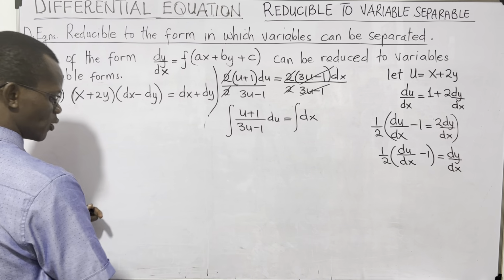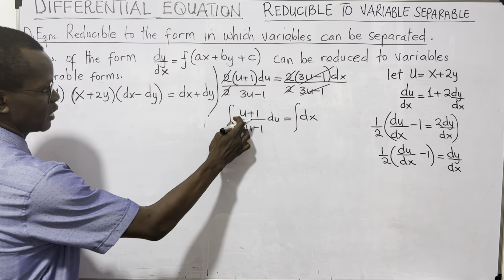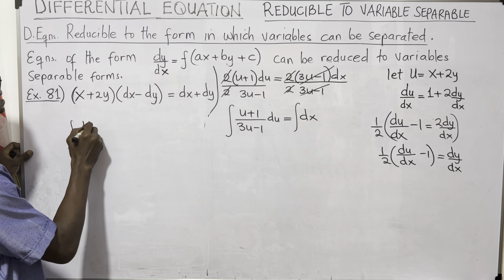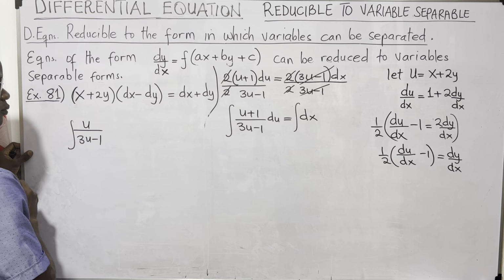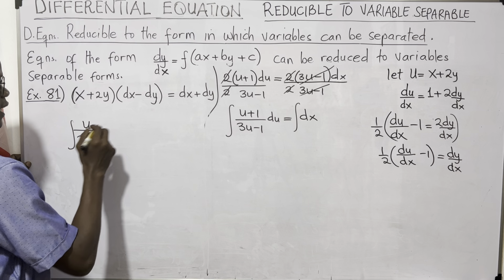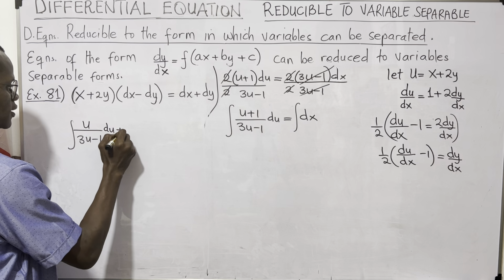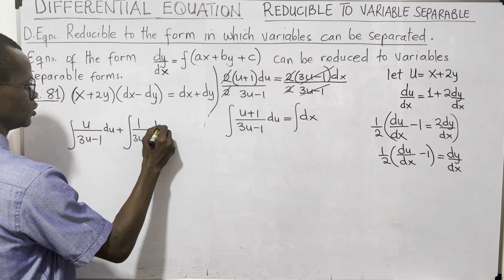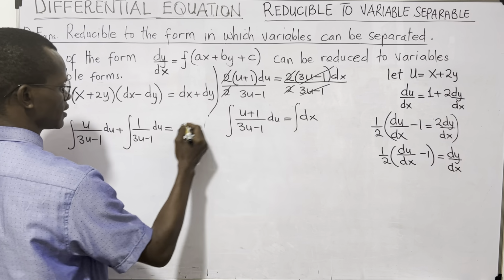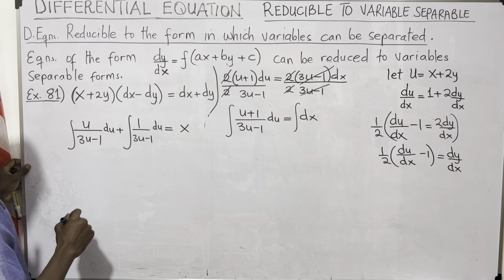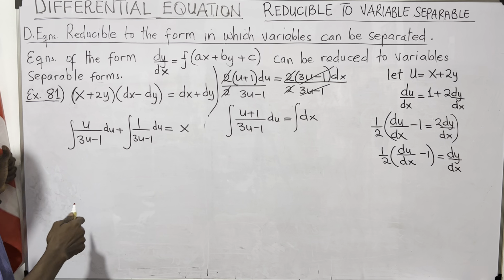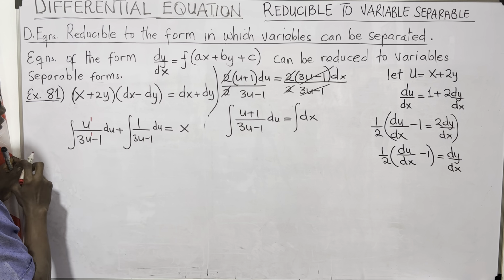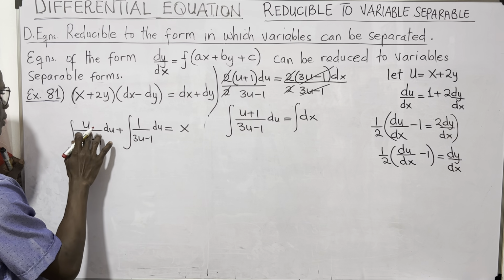So what we can do is separate the numerator expression. So we separate the numerator terms. So we have the integral of u all over 3u minus 1, right? And then plus the integral of 1 all over 3u minus 1 du equals the integral of dx, which is just x. Now, if you like, you can apply long division because the power in the numerator is the same as the power in the denominator. You can apply long division, but we just want to apply some tricks.